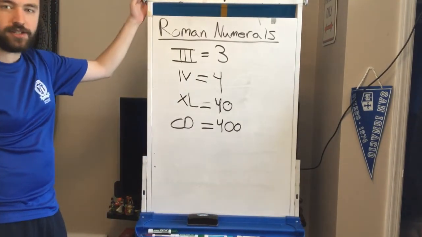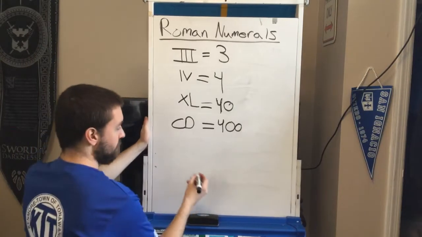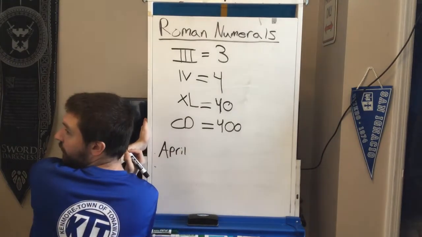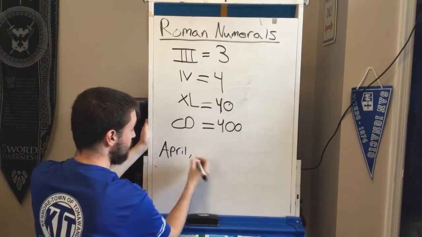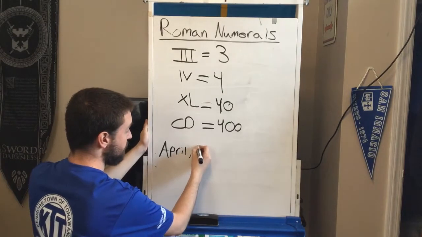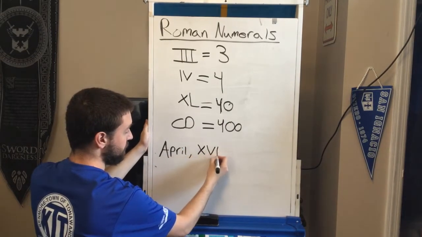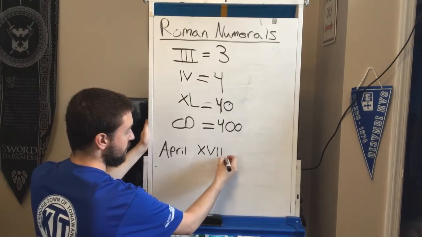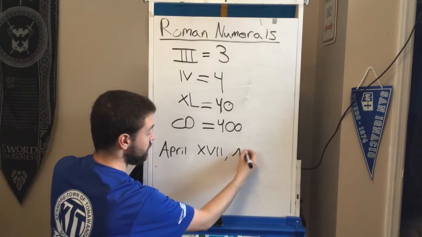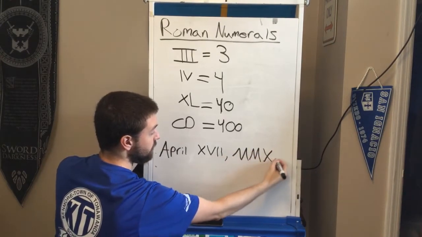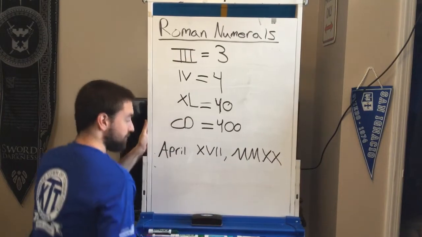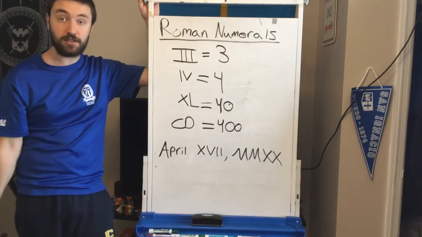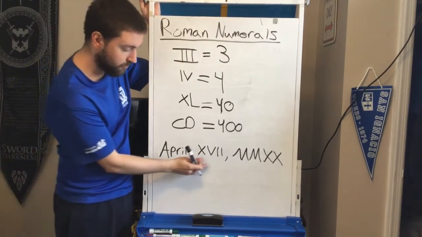So now, if I wanted to write today's date in Roman numerals, it would look something like this. Today is April 17th, so I would do 10, 5, 2. Oh, it kind of doesn't go there. Today is April 17th, 2020. So I need 1,000, 2,000, 10, 20. So that is what our year, or our date, would look like in Roman numerals.